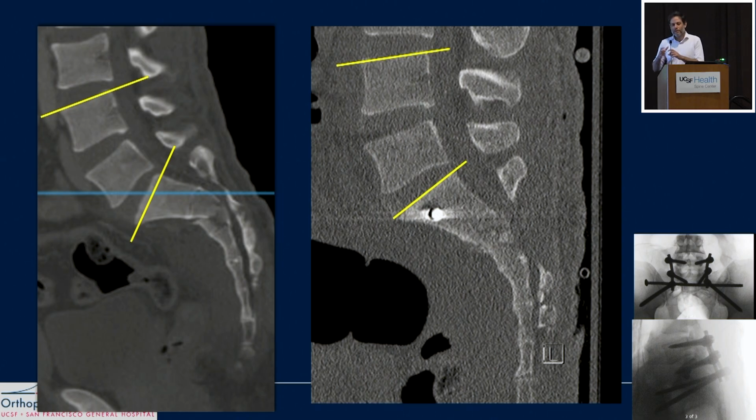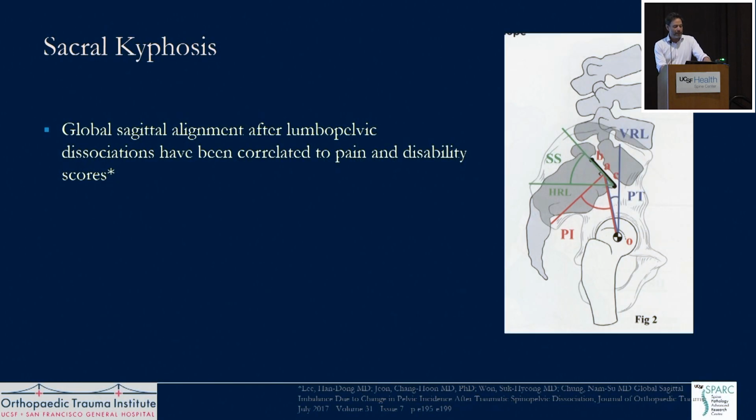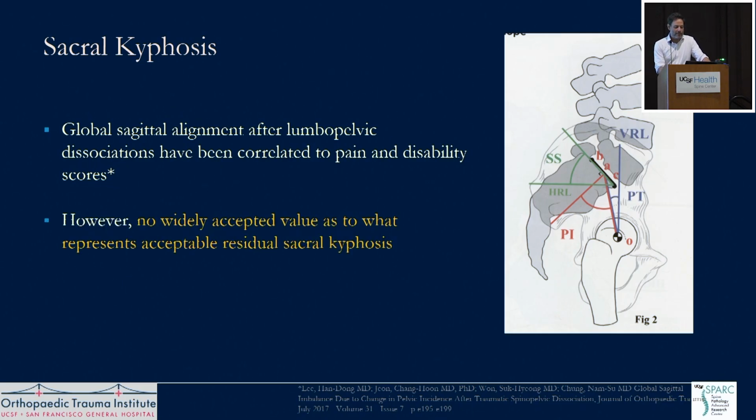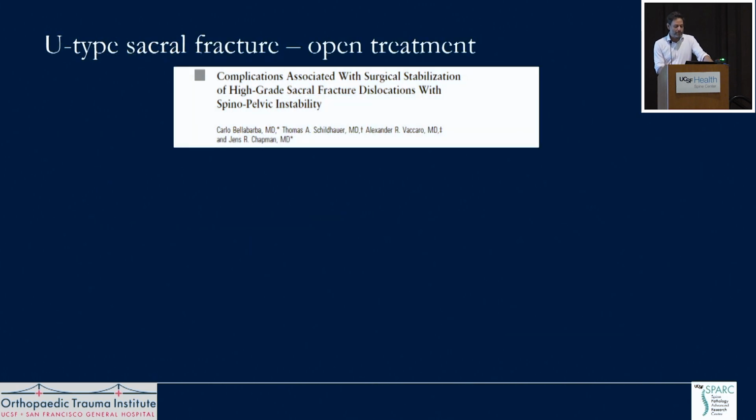So you can imagine how this would be exacerbated when the patient is upright and over the course of a lifetime. So what parameters do we accept? We really don't know. While there are a number of studies that show that global sagittal alignment after these injuries is correlated with long-term pain and disability, there's still no consensus as to what represents acceptable residual kyphosis. And so we really think about how much we can achieve for a given patient.